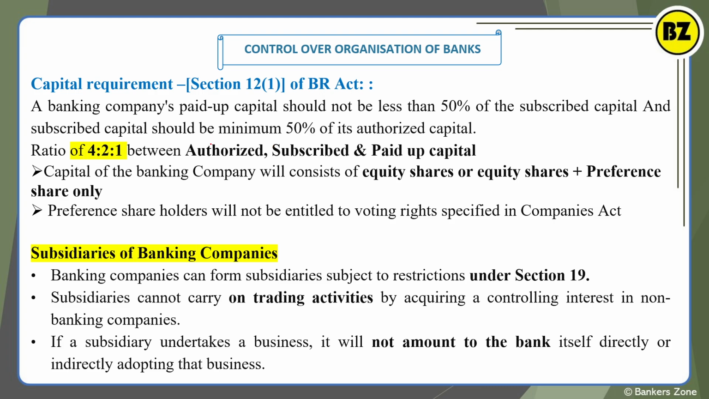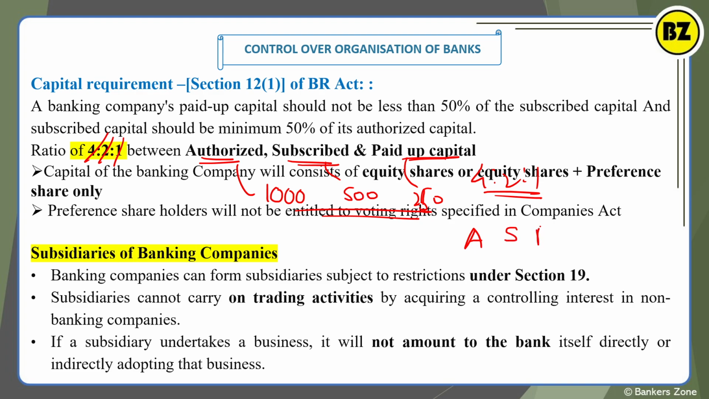So the ratio. See, the banking company's paid up capital should not be less than 50% of the subscribed capital, right? And the subscribed capital should not be less than 50% of its authorized capital. Very simple. So we can say the ratio between authorized capital, subscribed capital, and paid up capital should be 4:2:1. Means what? If your authorized capital is 1000, subscribed capital can be 500, and paid up capital can be 250. So in that way, you can easily remember. 4:2:1 must be the ratio between authorized, subscribed, and paid up, right?